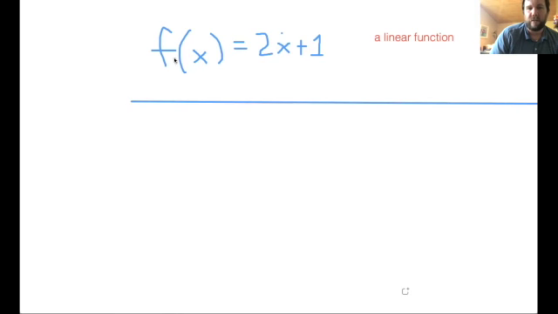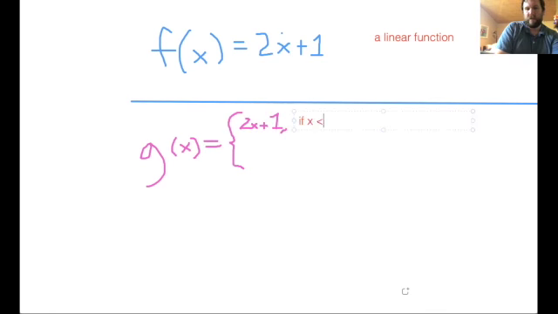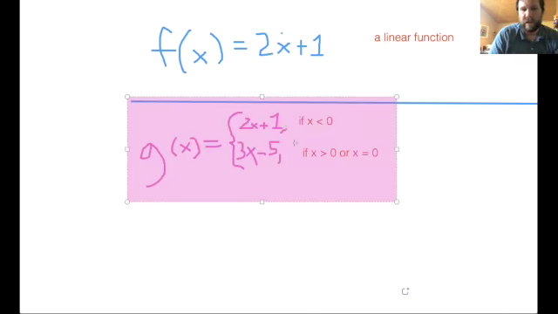So if I think about g of x, I could say something like g of x is equal to 2x plus 1 if x is less than 0, and it's equal to 3x minus 5 if x is greater than or equal to 0. I have two pieces, and where I am on this graph determines which rule I use.